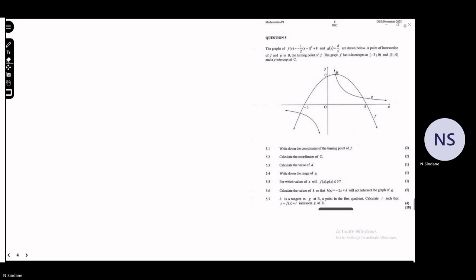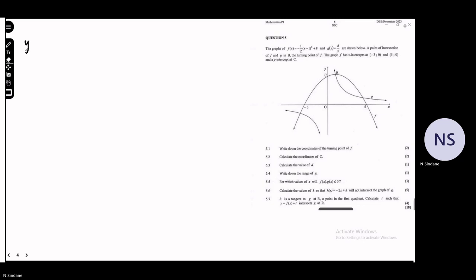The graph of f has x-intercepts at (-3, 0) and (5, 0), and the y-intercept at C. First question, 5.1. Write down the coordinates of the turning point of f. That is 2 marks. They want to know the coordinates of the turning point of f.